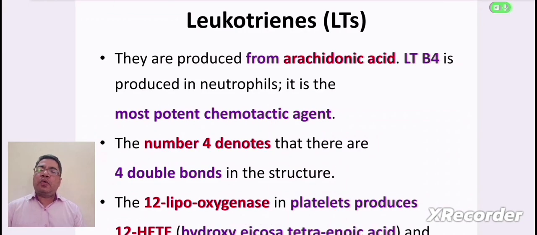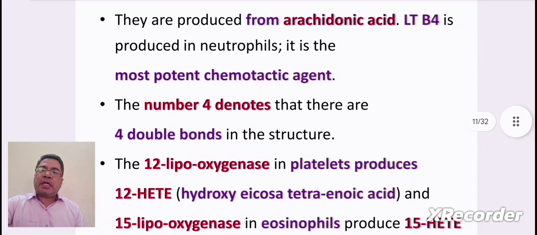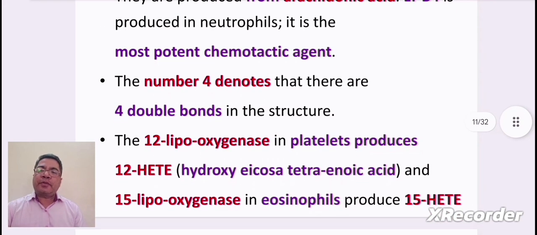Coming to leukotrienes. They are produced from arachidonic acid. LTB4 is produced in neutrophils. It is the most potent chemotactic agent. The number 4 denotes that there are 4 double bonds in the structure. The 12-lipoxygenase in platelets produces 12-HETE, whereas 15-lipoxygenase in eosinophils produces 15-HETE.